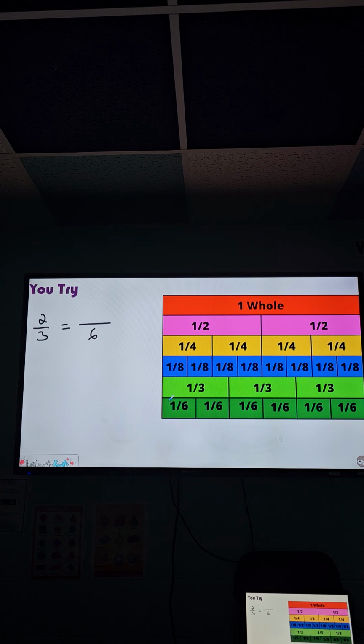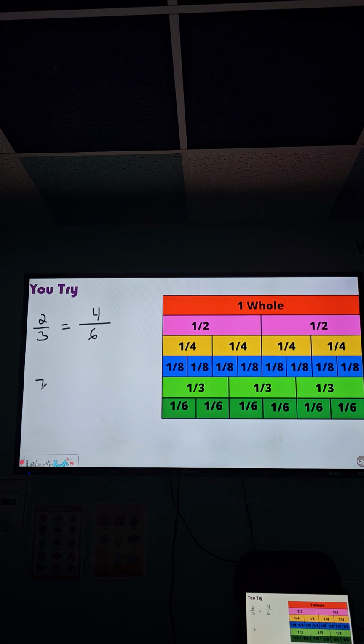So hopefully you just did, and you can see right here that if I had 2/3, I would need 2 of these unit fractions put together, and that if I have 4 sixths, these are equivalent. These are the same size. So 2/3 is equivalent to 4/6. So let's do one more together.